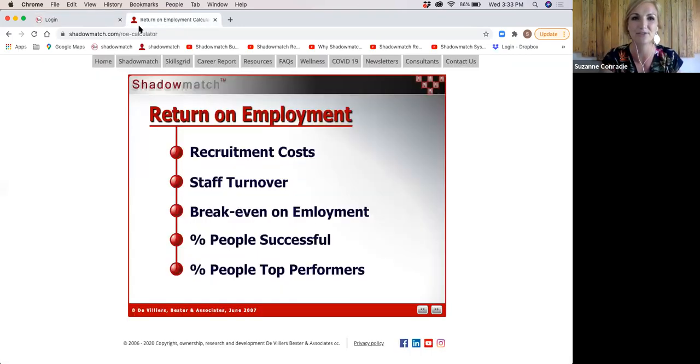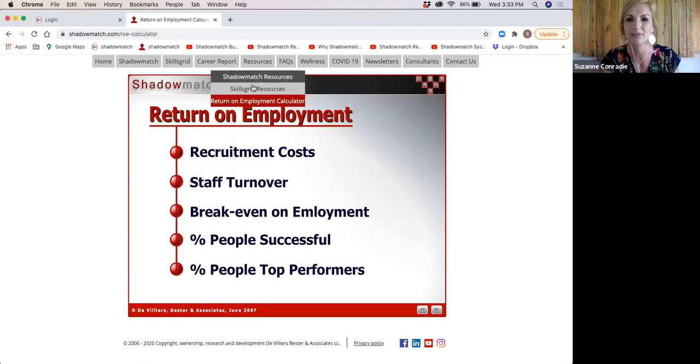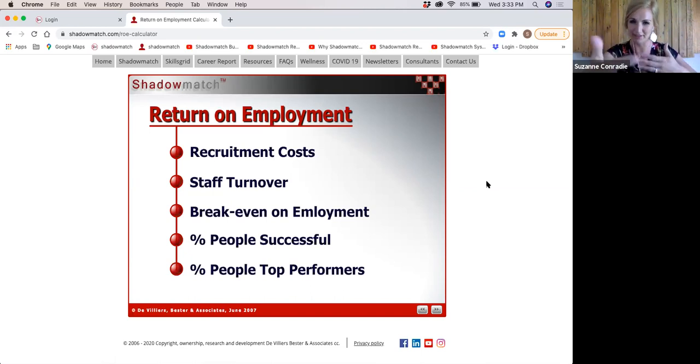So I'm going to shadowmatch.com. That's our information website. Today I'm going to the resources tab, and the third option on my list is the return on employment calculator. Now, ladies and gentlemen, this is a public resource. Anybody can access it on the public website. Currently, it is in Flash, so it has to be Flash enabled. That's the way the system reads the images.